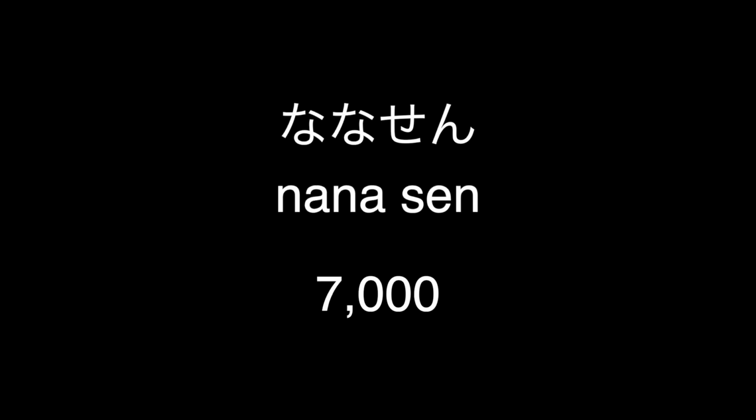4,000, yonsen. 5,000, gosen. 6,000, rokusen. 7,000, nanasen. 8,000, hassen. So when we say 8,000, we don't say hachisen, we say hassen. So we drop off the chi and we make the S sound longer. Hassen is 8,000. 9,000, kyusen.